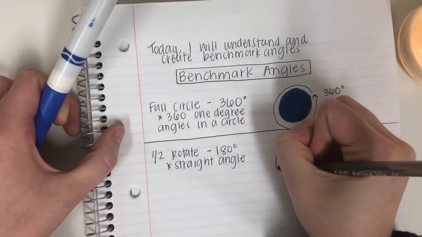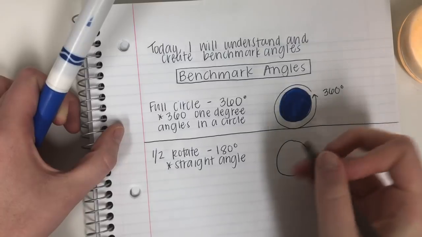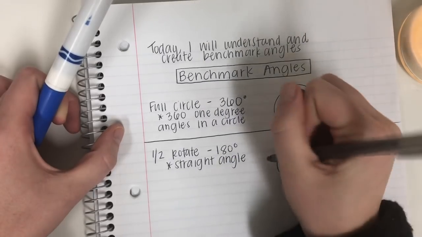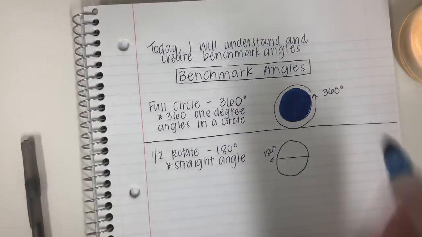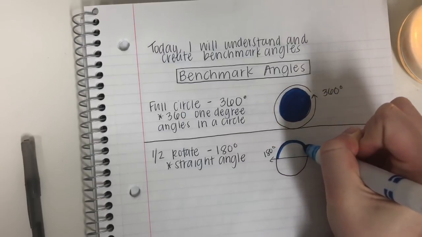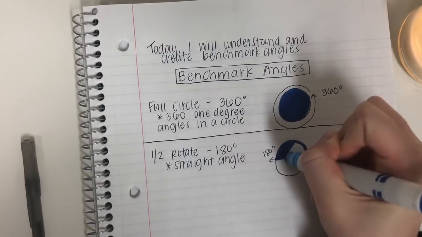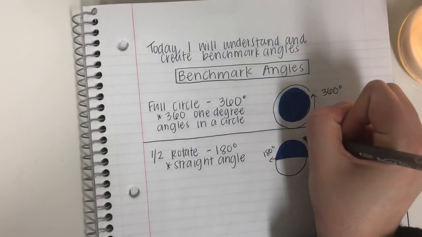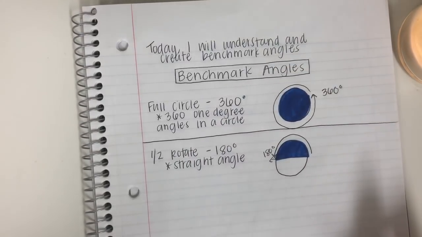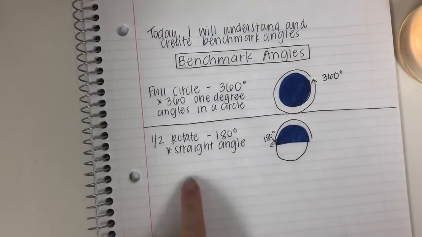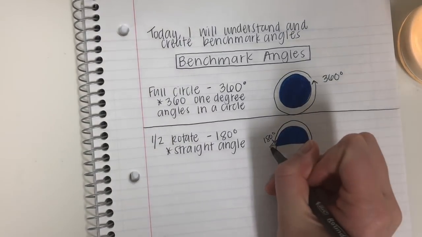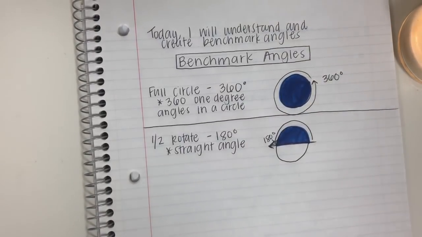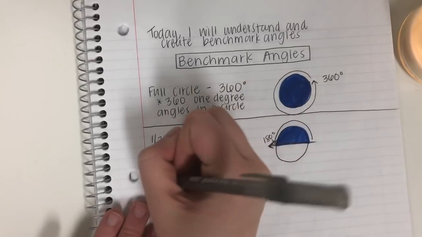We still have our circle, it doesn't change, but 180 degrees is just halfway. So this is 180 degrees. I'm just going to shade the top. If you went around the circle and stopped halfway, that would be 180 degrees. It is a straight angle, so a straight line is 180 degrees. Okay. Now let's look at our next one.